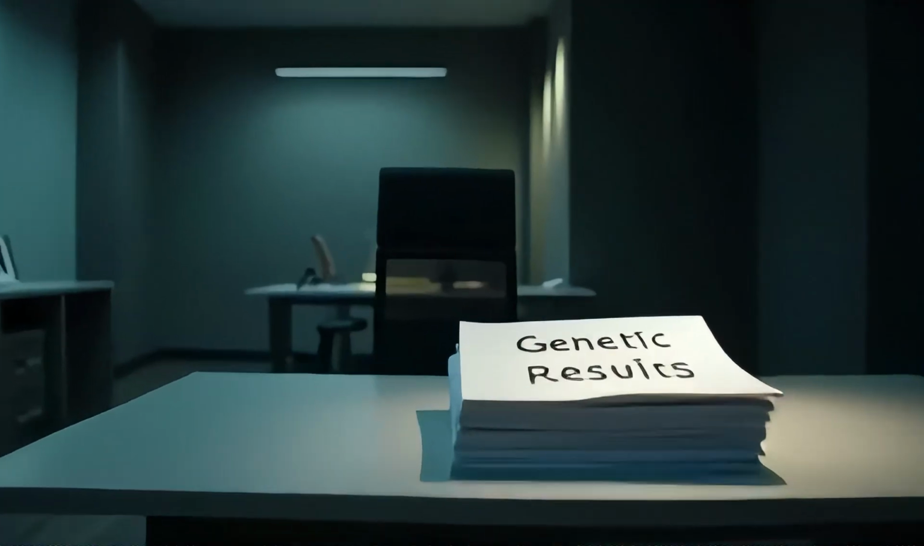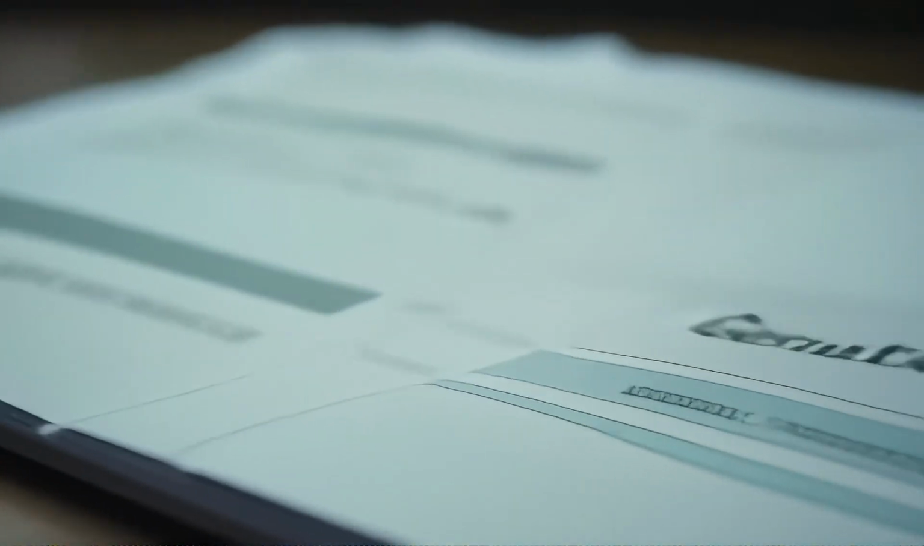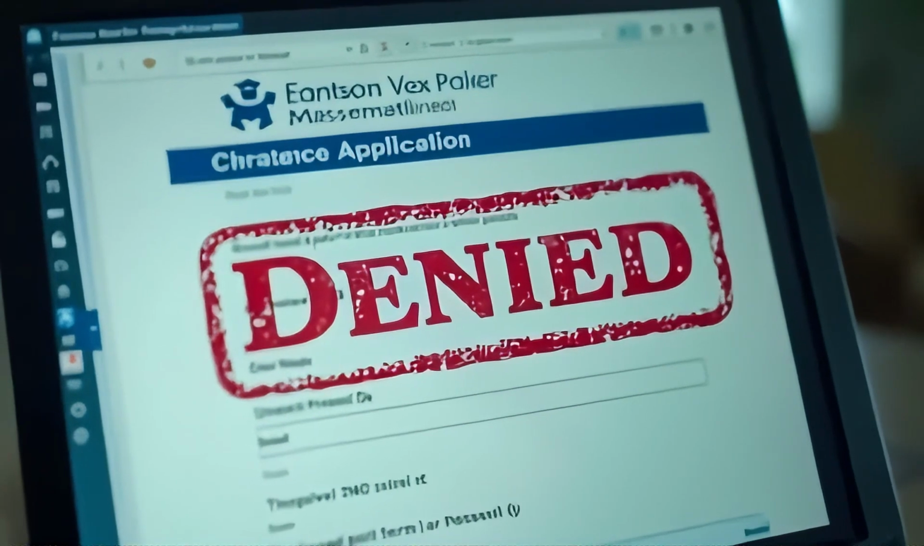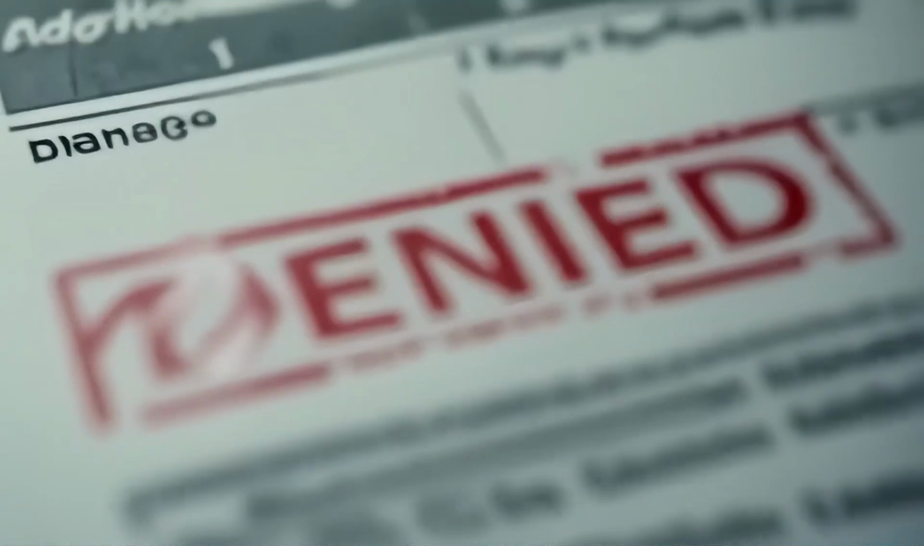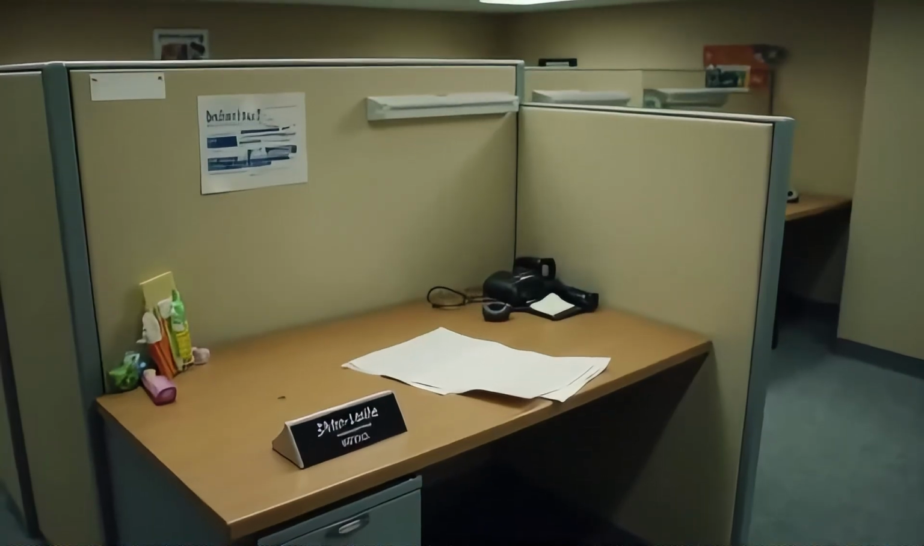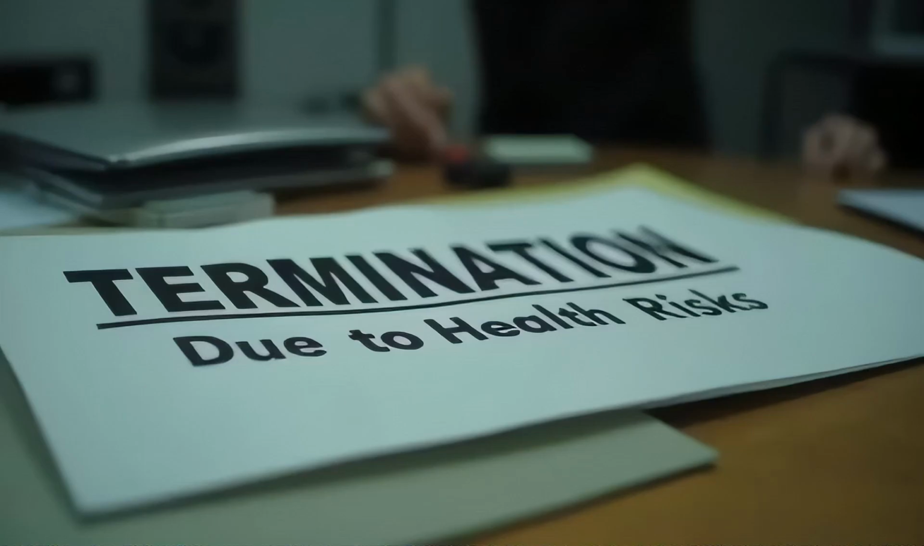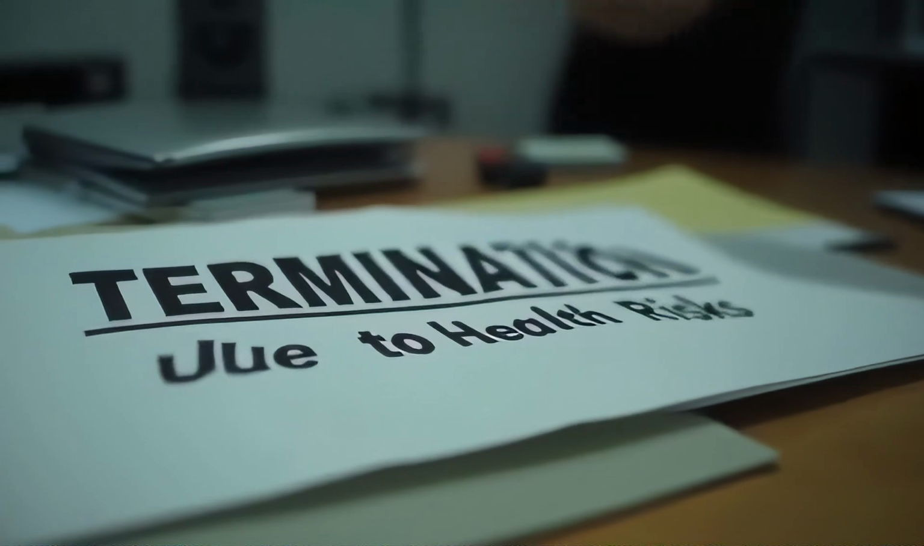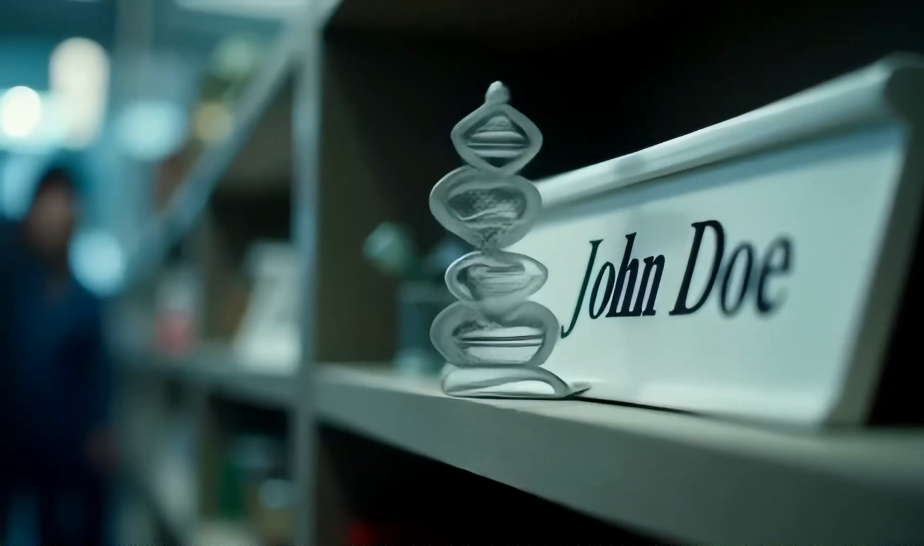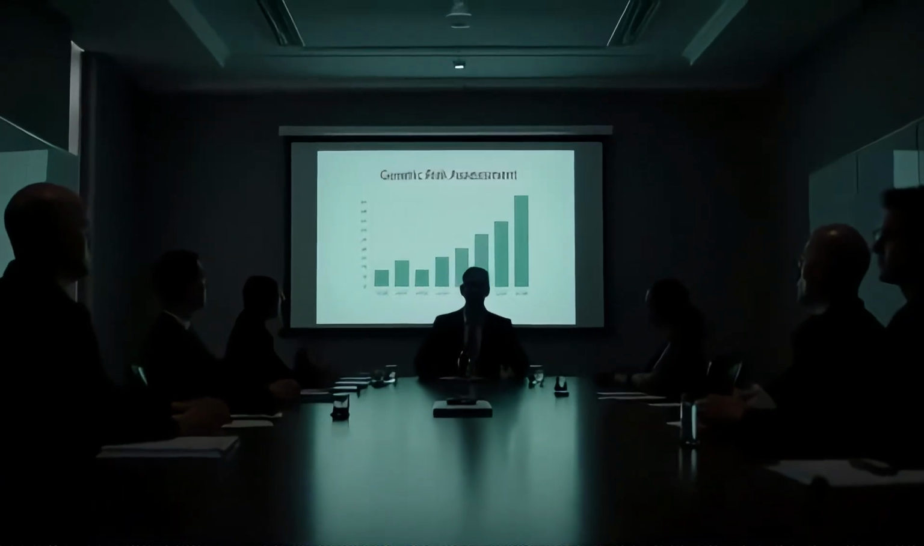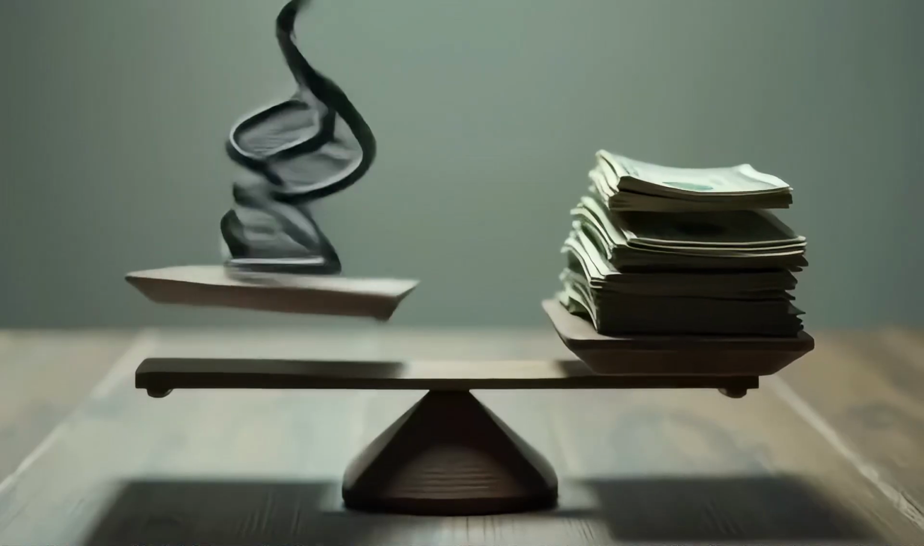3. Genetic discrimination. Genetic information can lead to discrimination based on an individual's predisposition to certain diseases. Health insurance. Insurance providers may deny coverage or increase premiums based on genetic findings. Employment. Employers might discriminate against individuals with a higher risk of developing certain health conditions.